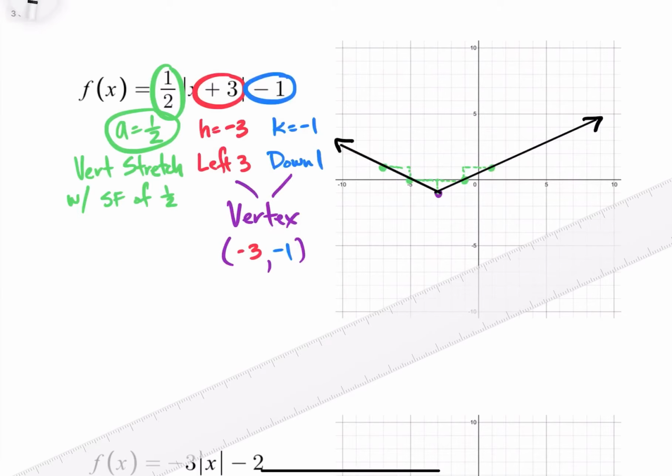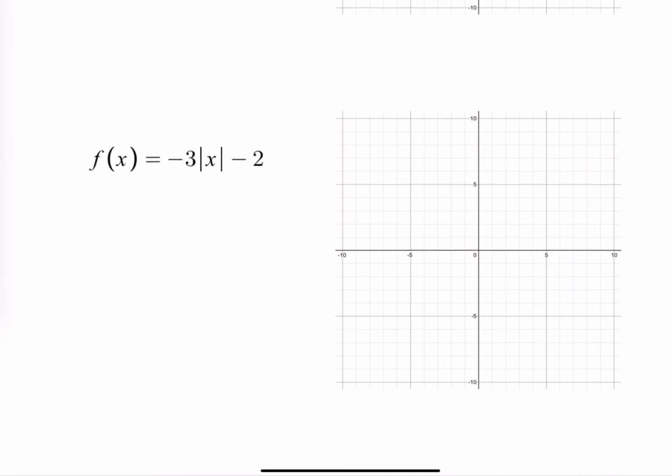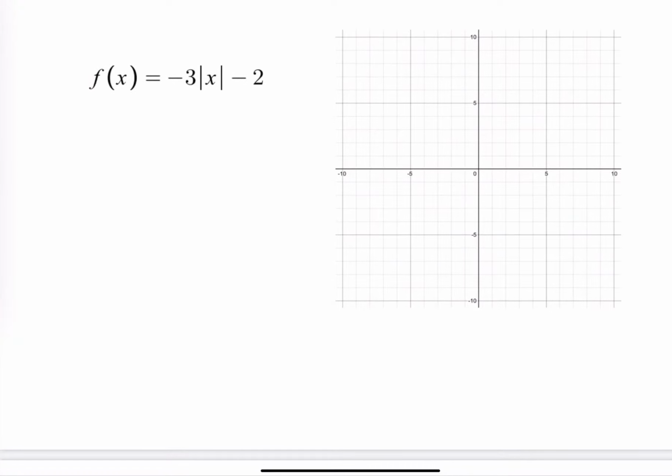So your teacher may be expecting you to go ahead and write out your transformations in words. And when they ask you to write out your transformation in words, that's just saying you have a vertical stretch of some scale factor. You have to move to the left a certain amount or to the right a certain amount. The same thing with up and down. So that's what they mean by stating the transformation in words. So let's take a look at this next one.